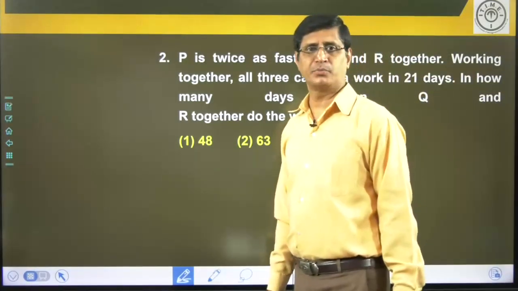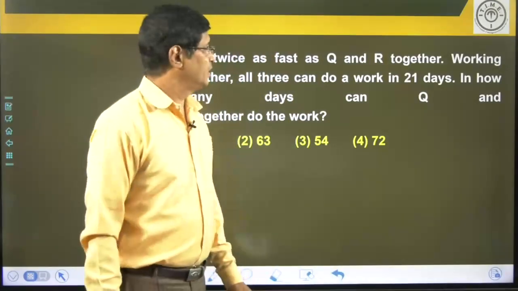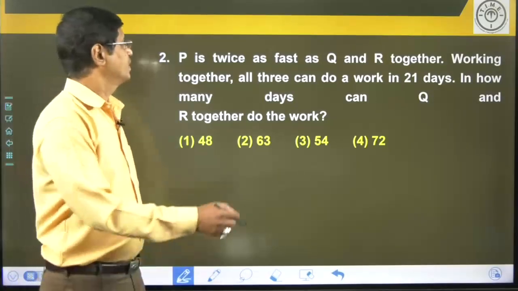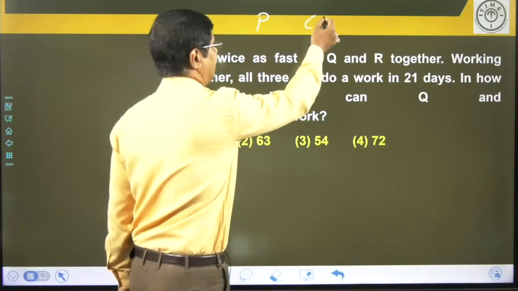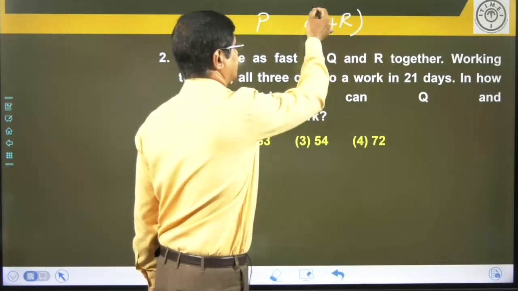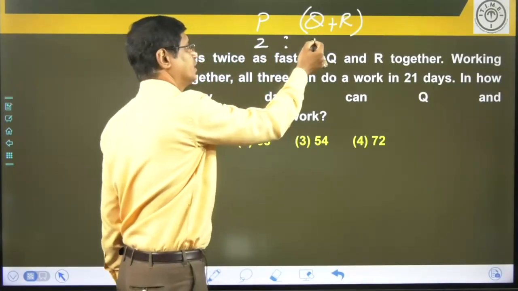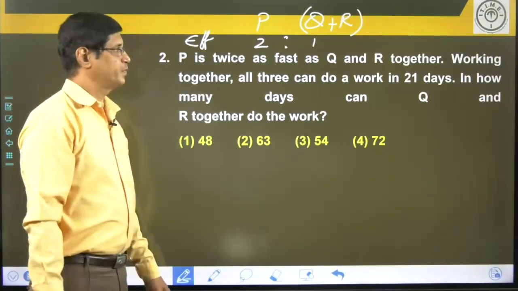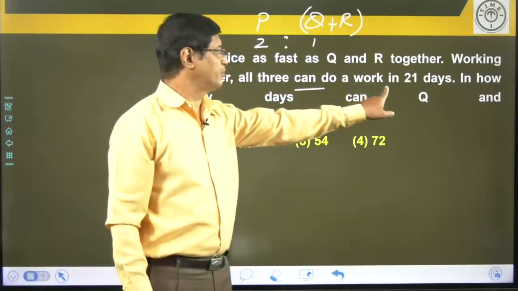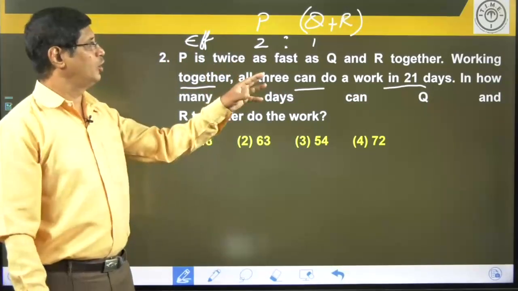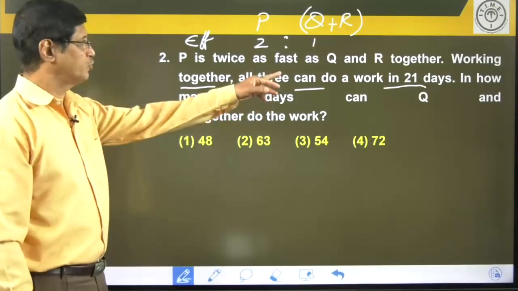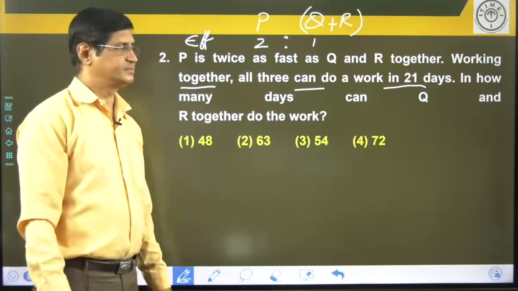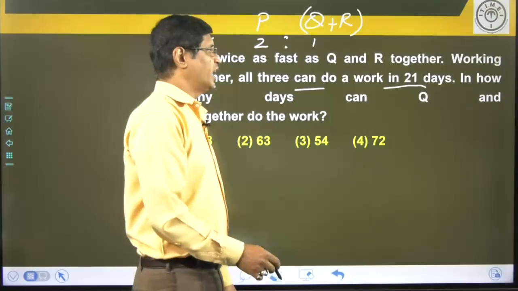Now look at the second example. Example 2 on your screen. P is twice as fast as Q and R together. What is the efficiency ratio? It is 2:1. It's an efficiency ratio. Working together, all the 3 can complete the work in 21 days. All together, P, Q, R together can complete in 21 days. In how many days can Q and R together complete the work?